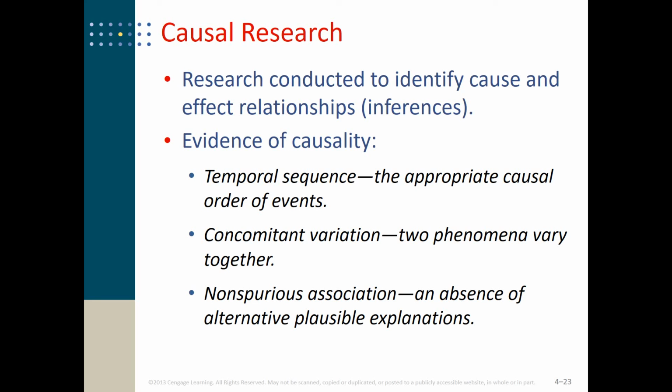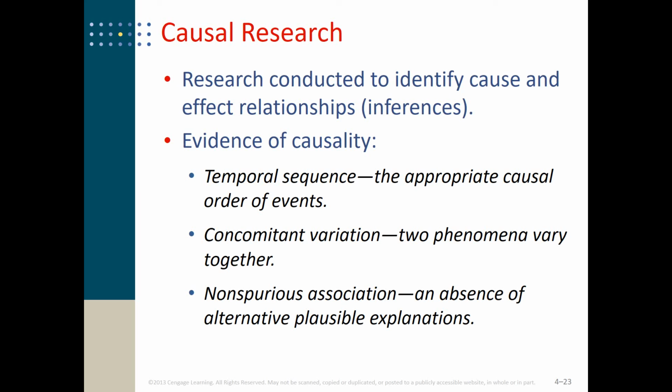Concomitant variation is when there is no time order of events. That means cause and effect don't have a time order; rather, cause and effect occur simultaneously. For example, a university is offering more online courses, so it's having fewer students in conventional courses. So this is concomitant variation.